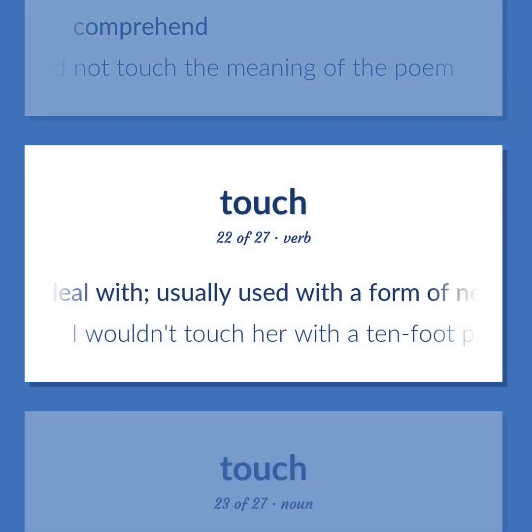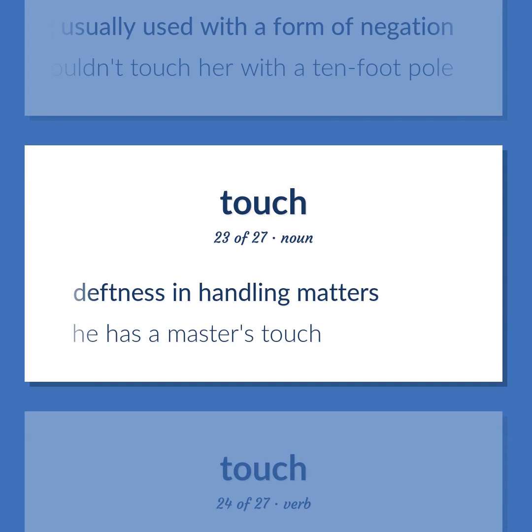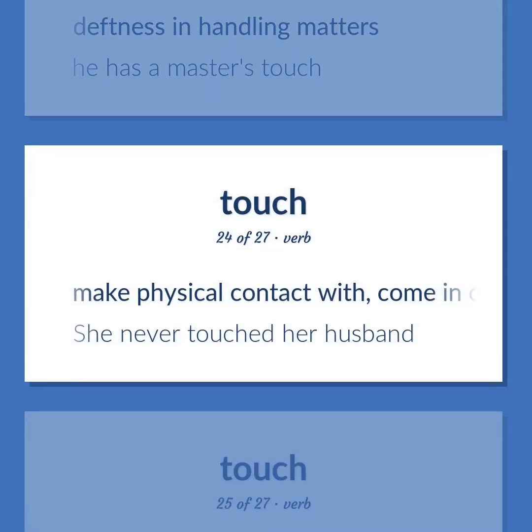Deal with. Usually used with a form of negation. I wouldn't touch her with a 10-foot pole. Deftness in handling matters. He has a master's touch. Make physical contact with. Come in contact with. She never touched her husband.